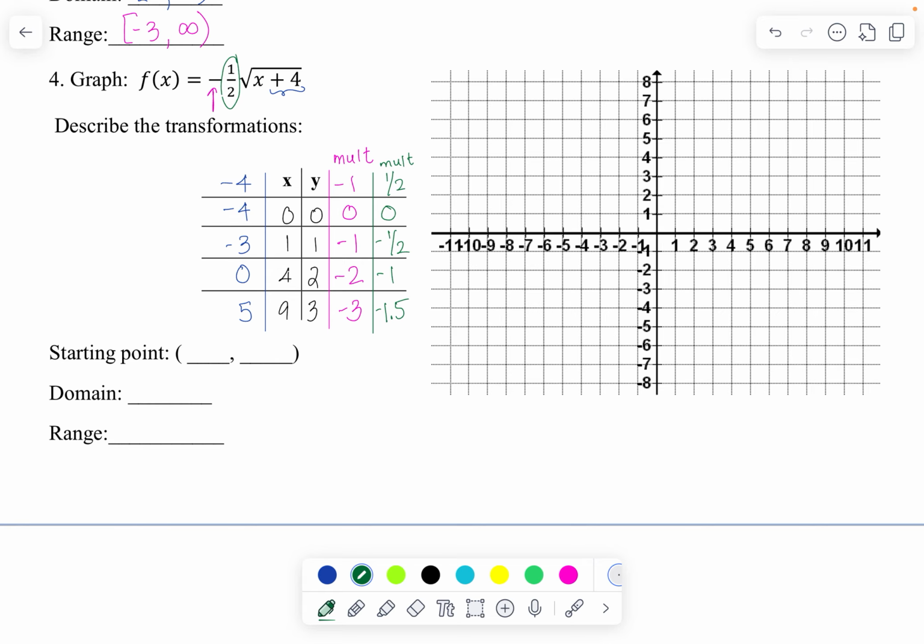And now we can state our domain. It goes as far to the left as negative 4, including negative 4, as far to the right as positive infinity. Your range goes as low as negative infinity because of this negative sign in front, and it flies as high as 0 along the y-axis, bracket around the 0.